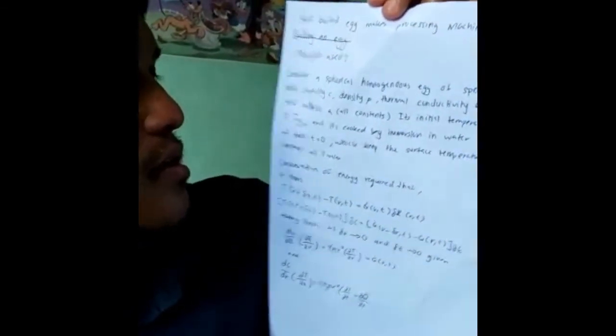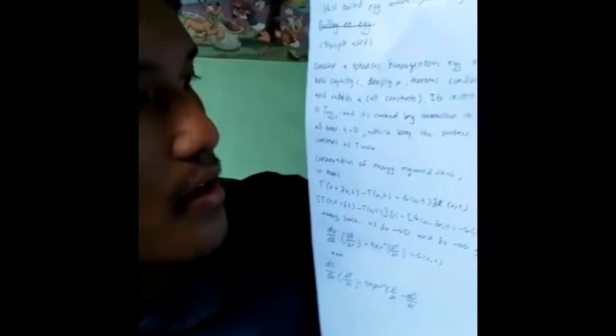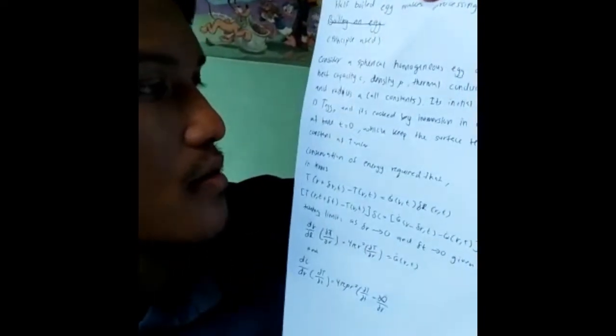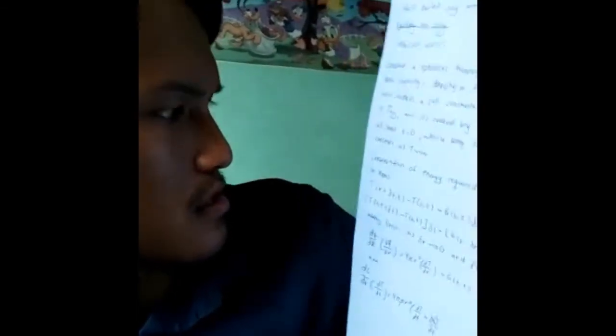As you can see, the initial temperature is T8, and then it is cooked by immersion in water, at time t equal to 0. We keep the surface temperature at constant T water. As you can see here, this is the formula for conservation of energy required. So that's all for me.